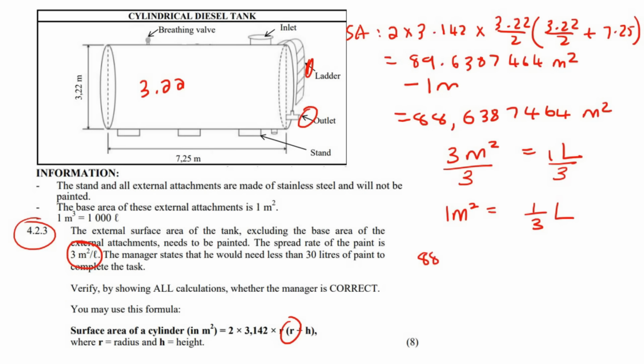So we could now say 88.6387464 multiplied by 1/3, and so that's going to give us 29.55 if we round off liters of paint. That is how much paint we would need. The manager says we need at least 30 liters. So we can then say that the manager is correct.